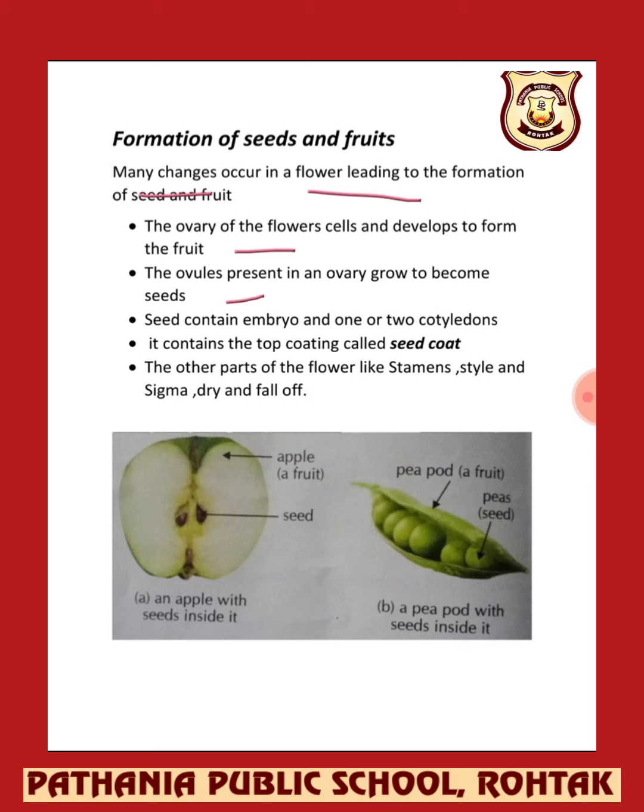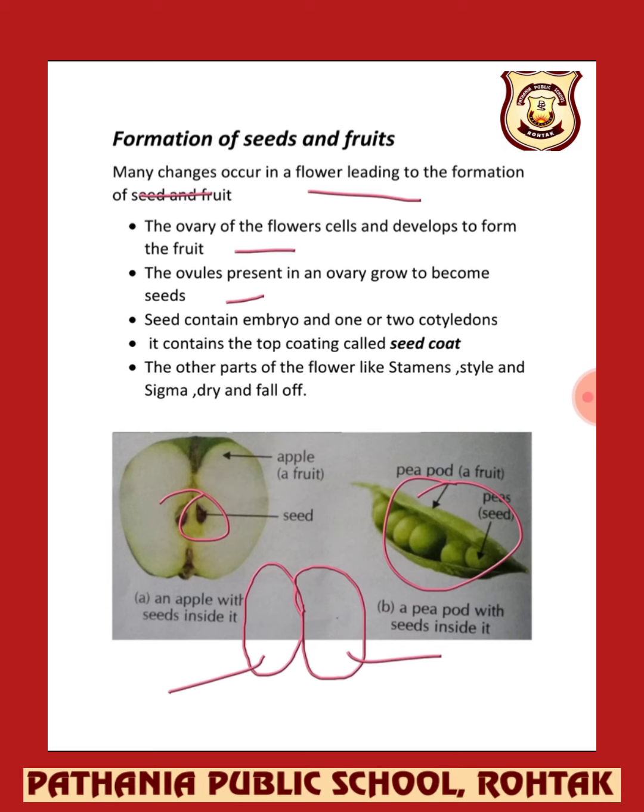You can see this seed contains an embryo. You can see the badam seed. You can see the bean seed also. It is having two partitions like this. So this is a cotyledon and this is the second cotyledon. The same you can find in the pea also, apple also. It is having two cotyledons, and the embryo is this, where it sprouts out, right?